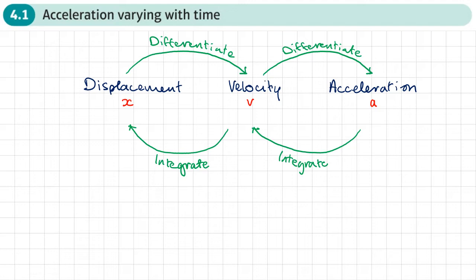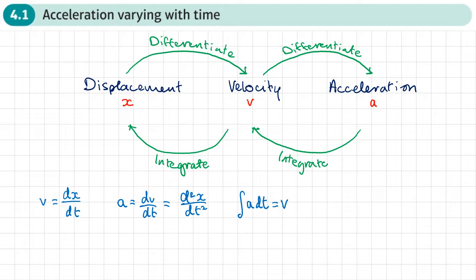So if we just write down what links all of these, we know that if I differentiate the displacement with respect to time, that gives you the velocity. The acceleration, that's what you get when you differentiate the velocity with respect to time. Now that's also equal to differentiating the displacement with respect to time twice. And if we move in the other direction, if we integrate the acceleration with respect to t, we get the velocity. If there's no limits, there's going to be a constant of integration. The same with the velocity with respect to time. That gives me the displacement.